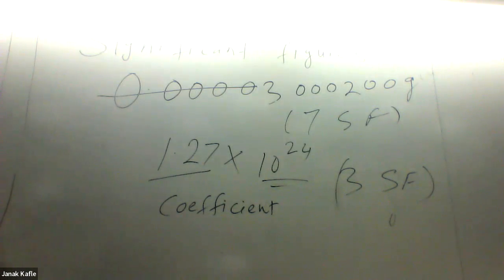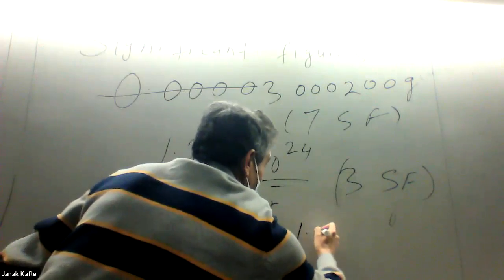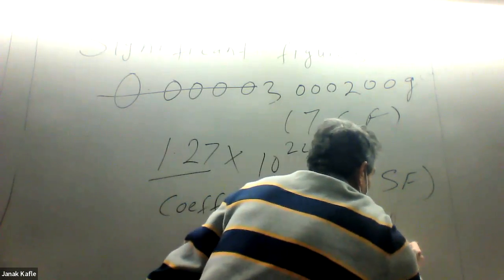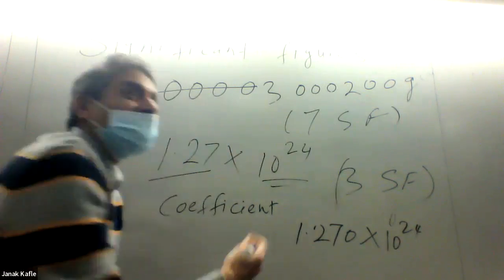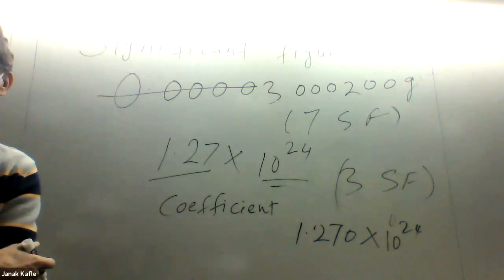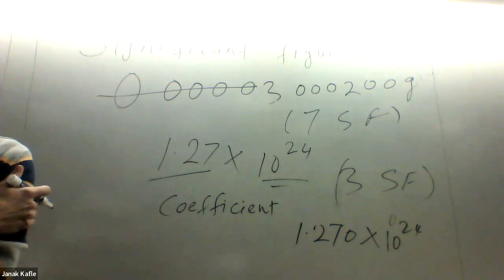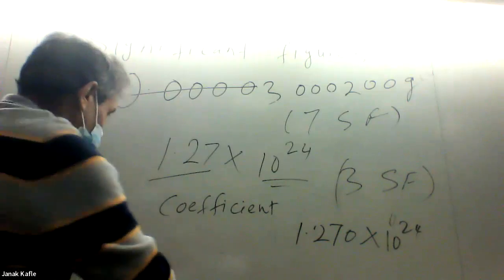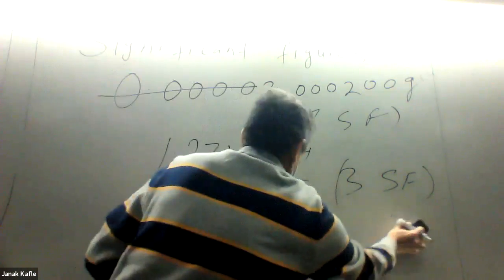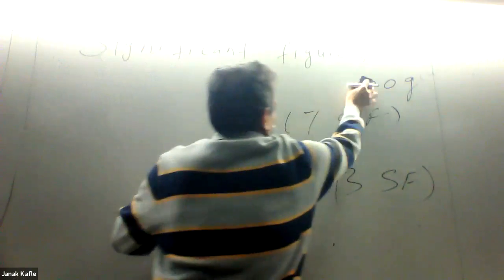Easy? So like that. If somebody writes 1.270 times 10 to the power 24, then again this zero is counted toward the significant figures here. Make sense? If somebody writes it that way. Good. Now that's a significant figure.